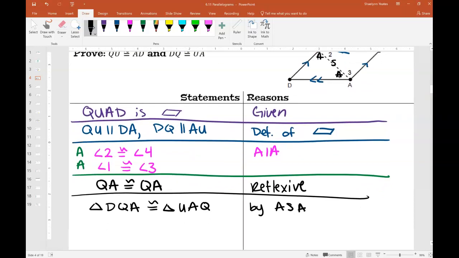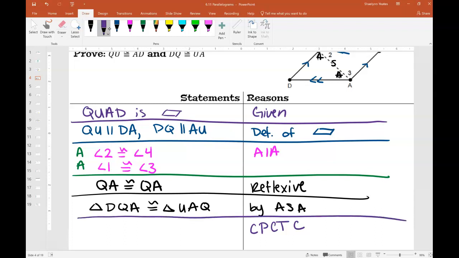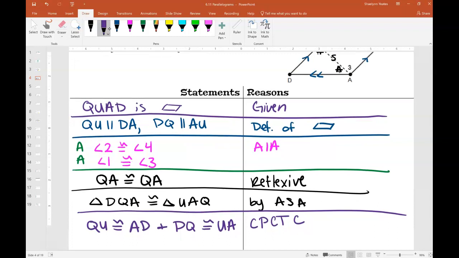So if they are congruent, now using CPCTC, or corresponding parts of congruent triangles are congruent, we can say that QU, so I'm going to draw my line so that it doesn't get mixed up with my other stuff, QU is congruent to AD, and I can say that DQ is congruent to UA. Fantastic. Look at us go.